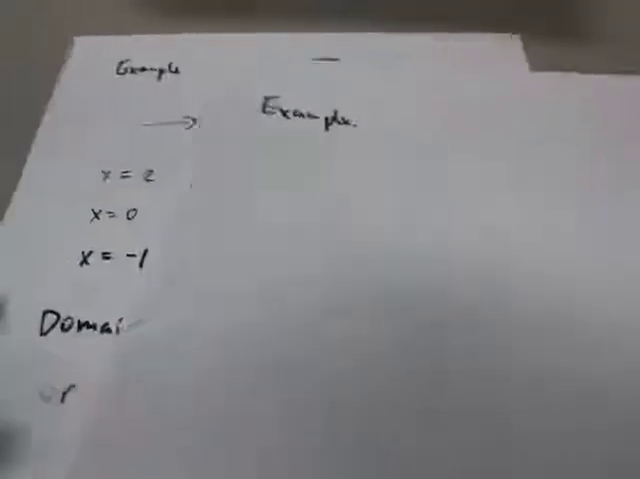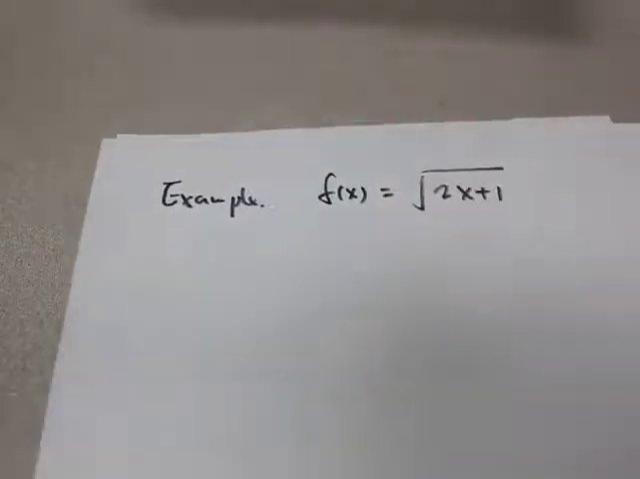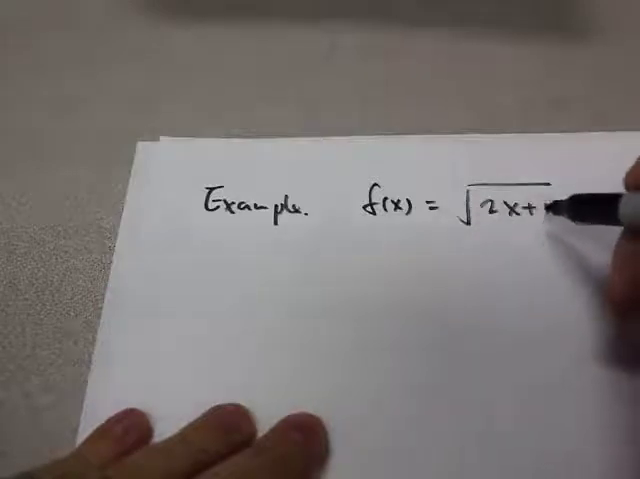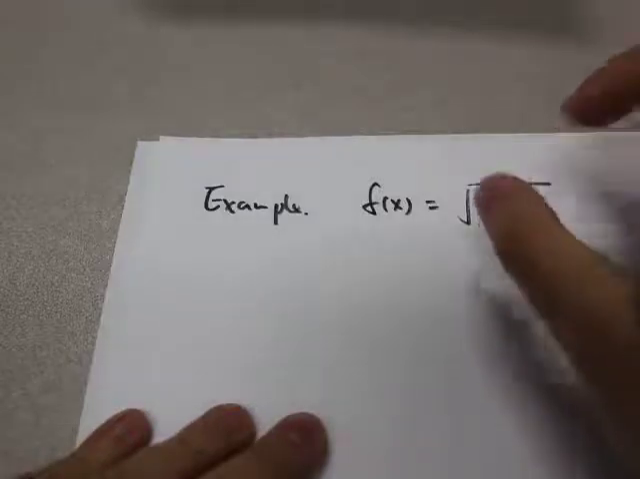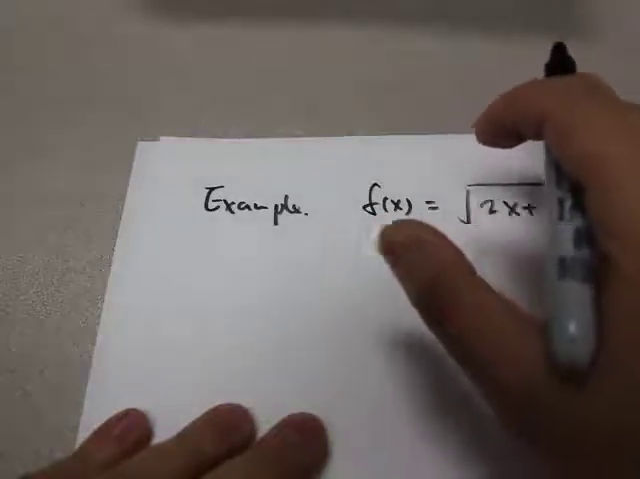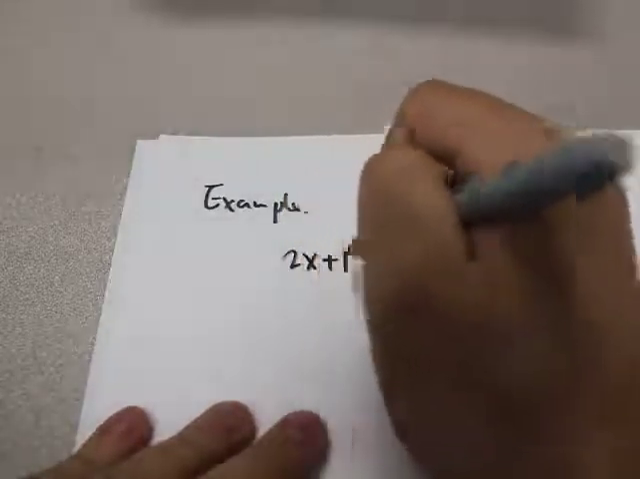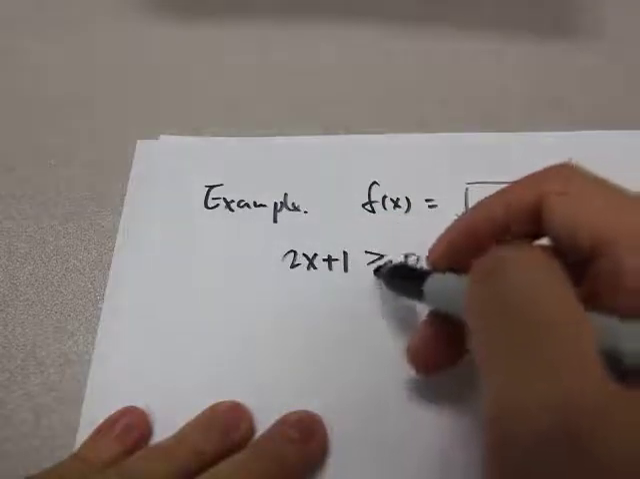Now, let's take a look at another example. We consider this function, the square root of 2x plus 1. Now, to find the domain, we need to determine which numbers will make the expression 2x plus 1 negative, right? Those numbers we have to exclude from our domain. In other words, when we are looking for the domain, we are looking for the numbers that will make the expression 2x plus 1 positive or equal to 0.